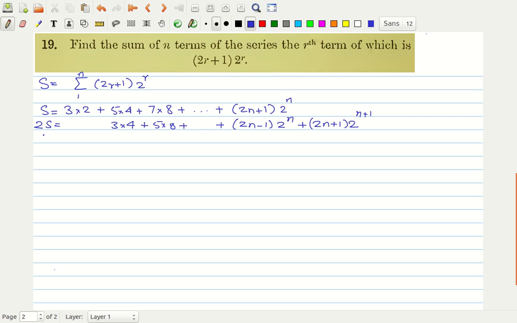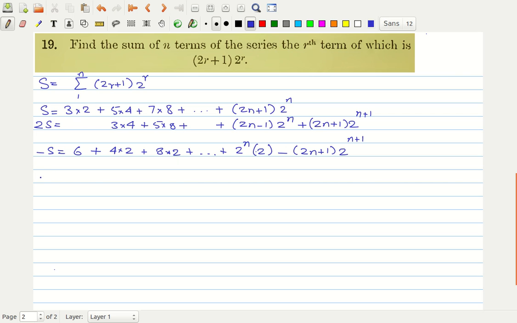And now we subtract S minus 2S, so you get minus S is equal to 3 times 2 is 6 plus, I can take 4 as the common factor out, so this becomes 4 times 2 plus, I can take 8 as the common factor out, so it becomes 8 times 2 plus, I can take 2 to the power n common factor out, and this becomes 2n plus 1 minus 2n minus 1, so 2n becomes 2n plus 1, and minus of minus 1 will become plus 2, so you will get 2 again minus 2n plus 1 times 2 to the power n plus 1.